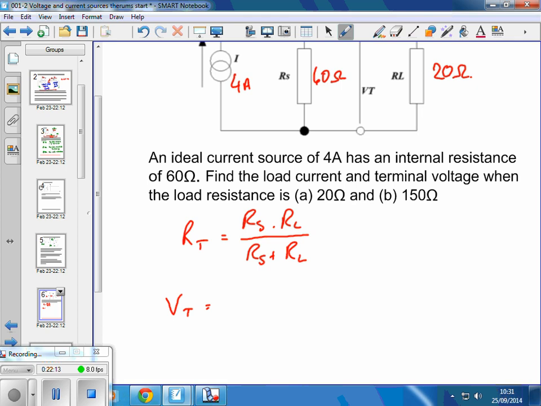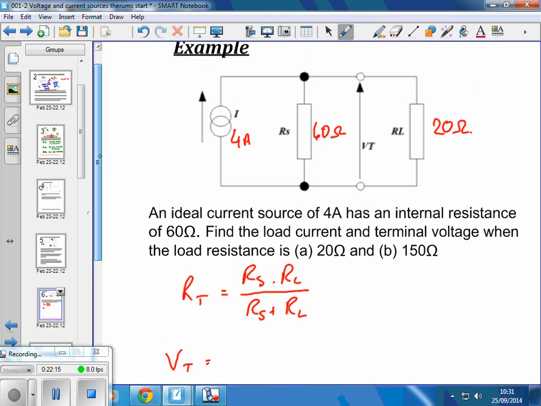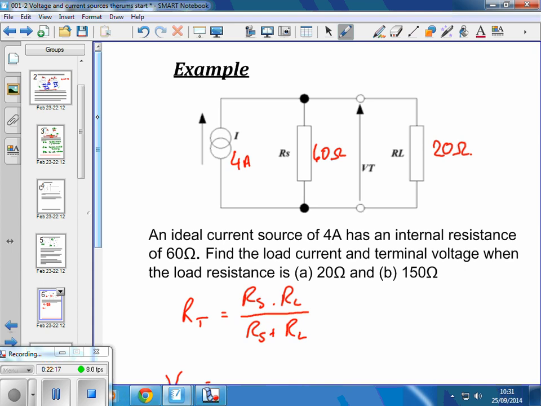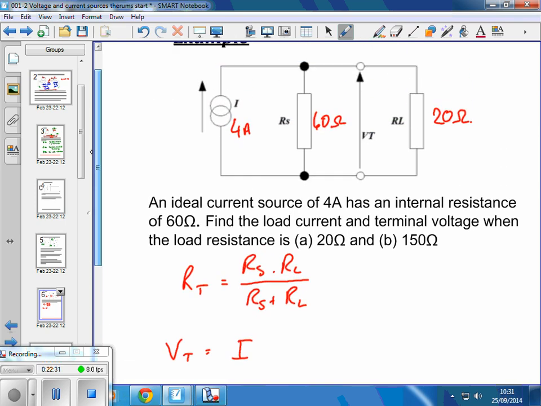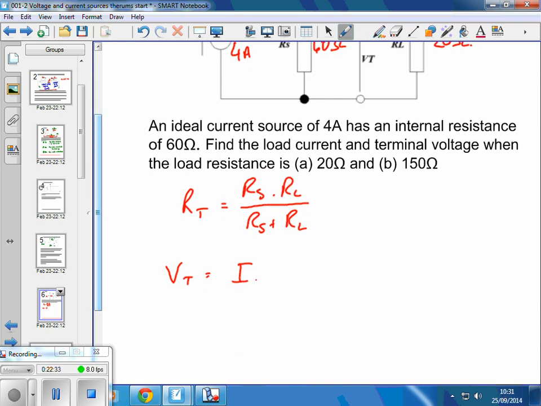Because that 4 amps is going, some of it's going there, some of it's going there, but all of it is going through what is effectively RT, isn't it? So we can use that to find the total voltage. Call that I, the total voltage, IT if you like, times RT.